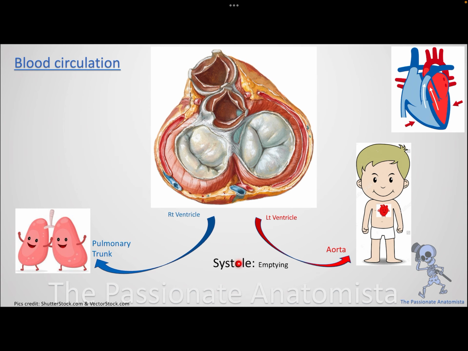So when we have systole, we need to close off the atrioventricular valves, and we want to open the aortic and pulmonary valves because we want to send that blood to the lungs and to the body. This is the time to send the blood out of the heart.